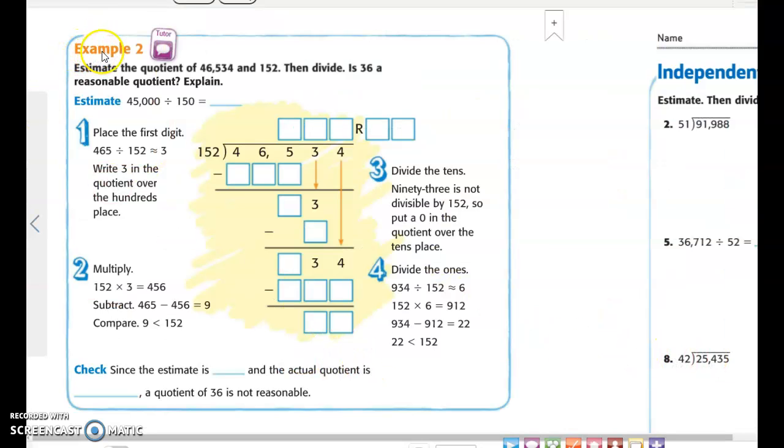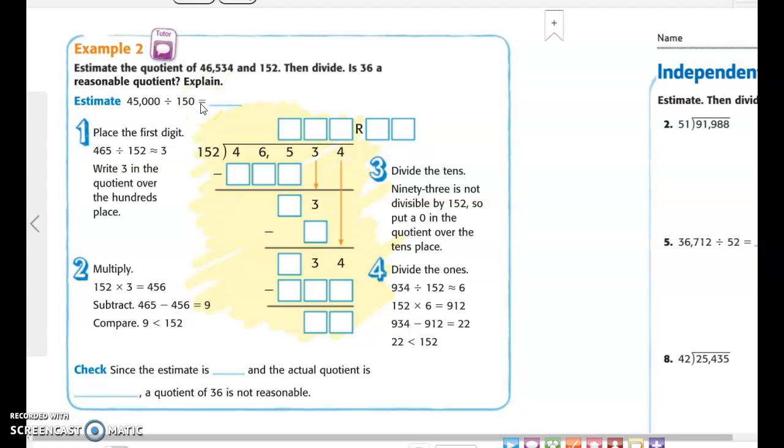Okay. Would somebody like to read our second example? Can I read? Yes, you can. Estimate the quotient of 46,534 and 152. Then divide. Is 36 a reasonable quotient? Explain.